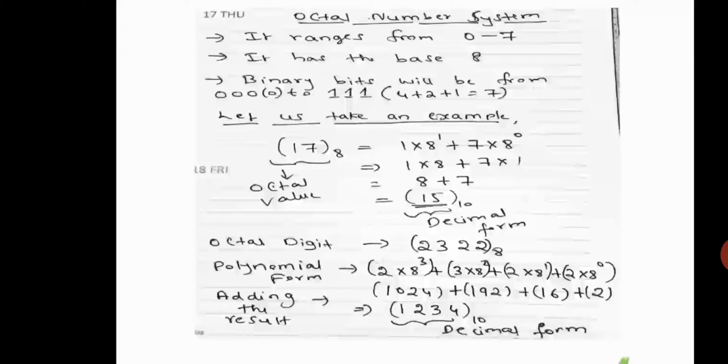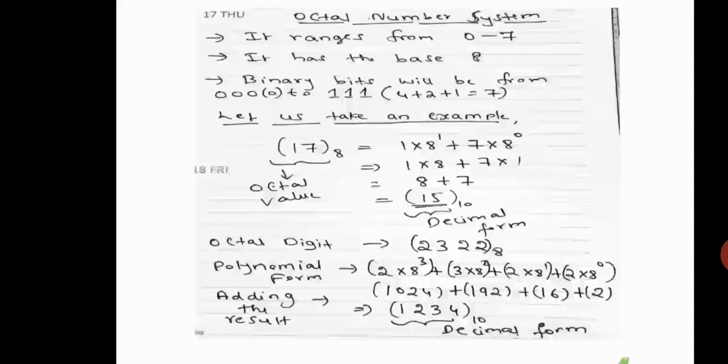So ultimately you have to add up all the values, and if you add them up, you are going to get 1234 to the base 10. That value is in decimal form. If you interpret any octal number, ultimately the product will be in decimal form. How did I get 1234? By adding 1024 plus 192 plus 16 plus 2. This is the interpretation of the octal number system.